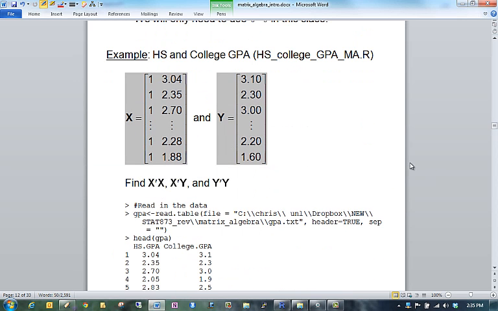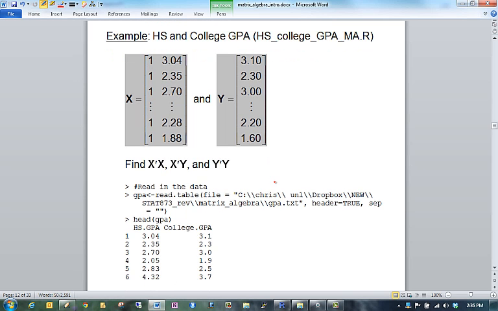Okay. So let's go back to the high school and college GPA example once again. Now, when we do regression analysis with this data set in terms of matrices, we are often interested, and you'll see why shortly, in a few different matrix multiplications, such as x transpose times x, or x prime x, you could say. We're interested in x transpose times y, and y transpose times y as well. So let's do some of these in R.